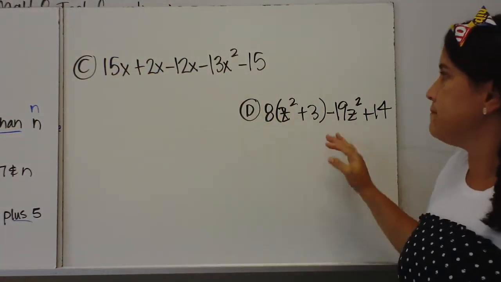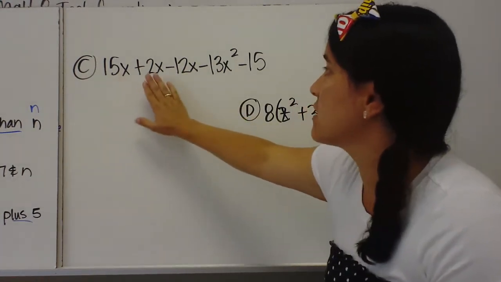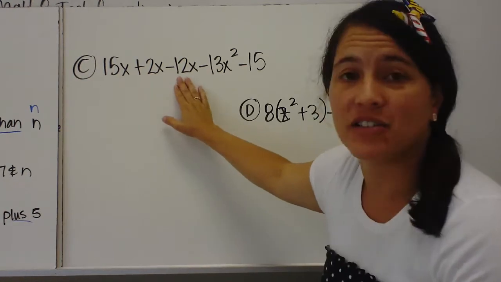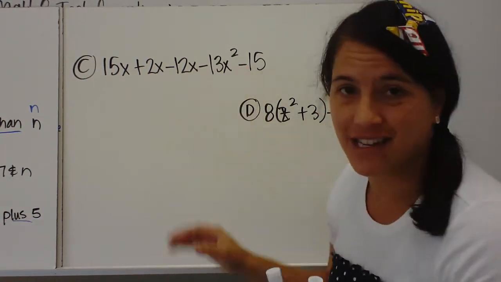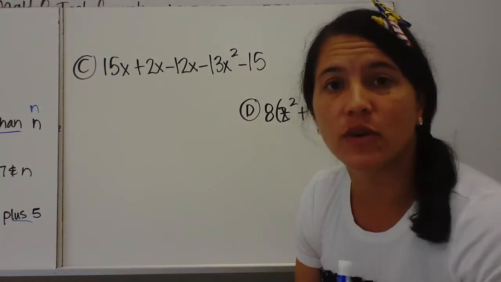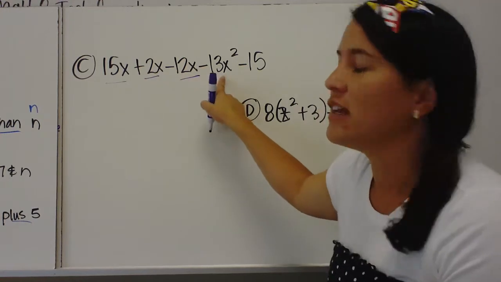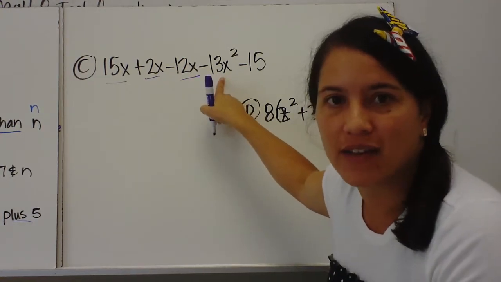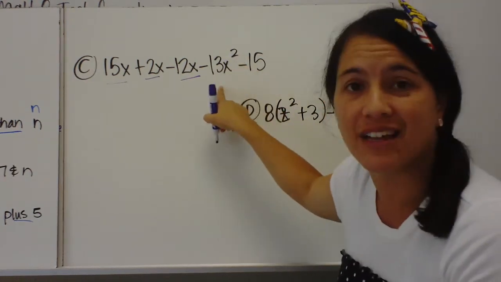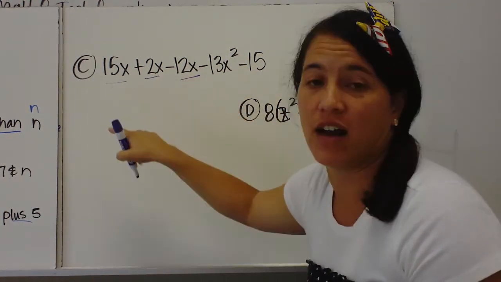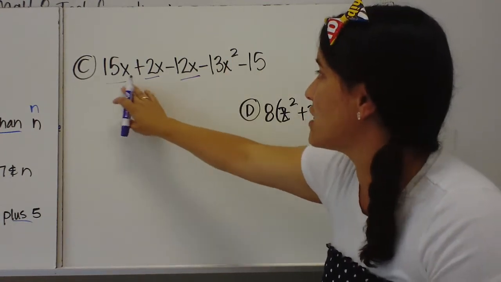Alright, C and D. So we have C, it's a really long one. 15x plus 2x minus 12x minus 13x squared minus 15. We don't have any distribute, so we're going to combine like terms. So I'm going to combine my x's. Now you may think that you can combine this, but you cannot, because this has an exponent of 2. These do not. So they are not like terms. You cannot combine it. But we can combine these.